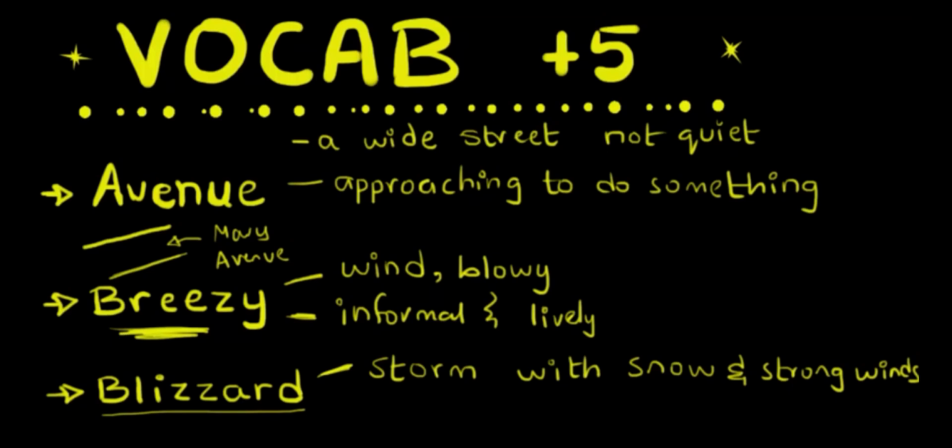So if there's a blizzard outside, you wouldn't see any person out there. Or, the blizzard destroyed the entire city. It's that kind of a storm. It's a violent weather condition outside. The event is cancelled because of the approaching blizzard. That kind of a thing. Again, it has another meaning.